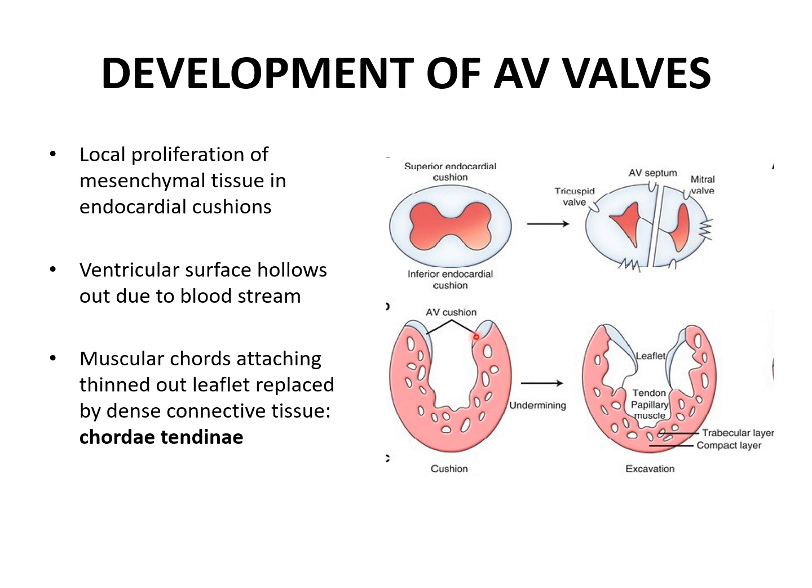Now, when these endocardial cushions are proliferating, this proliferation occurs because of the mesenchymal tissue within the endocardial cushion. Then later on, a portion of the ventricular surface hollows out because of the bloodstream, and that leads to the formation of these fibrous leaflets of the valves.